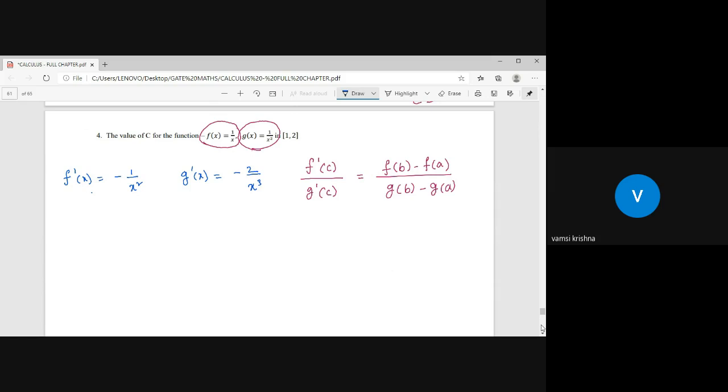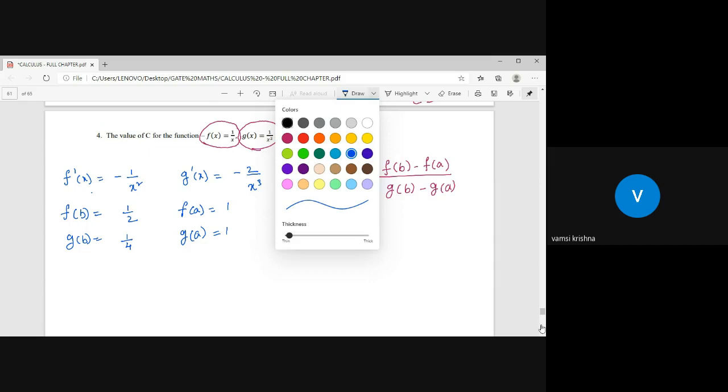And I also require f of b and f of a. Let us find out f of b. Sir, what is f of b? b is 2, so f of b is 1 by 2. And f of a is 1 by 1. And g of b is 1 by 2 square, which means 1 by 4. And g of a: in 1 by x square I should substitute 1, so it is 1. So finally everything is ready. Now let's move to the actual statement.